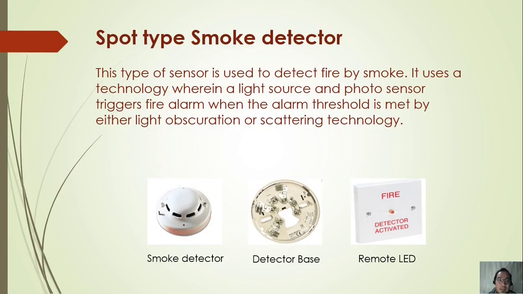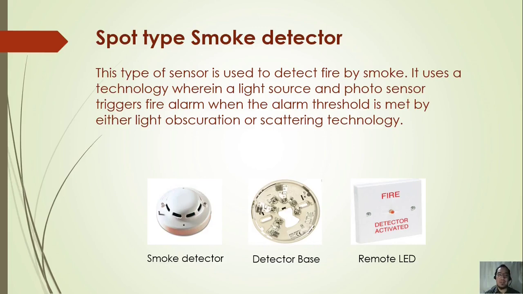So we'll discuss this spot type smoke detector. Why is it called spot type? Because there's a limitation in the coverage. Let's say we have a big building. One smoke detector cannot monitor the whole building. There's only a certain spot where it can detect, or a coverage. So this is the reason why it's called spot type smoke detector.